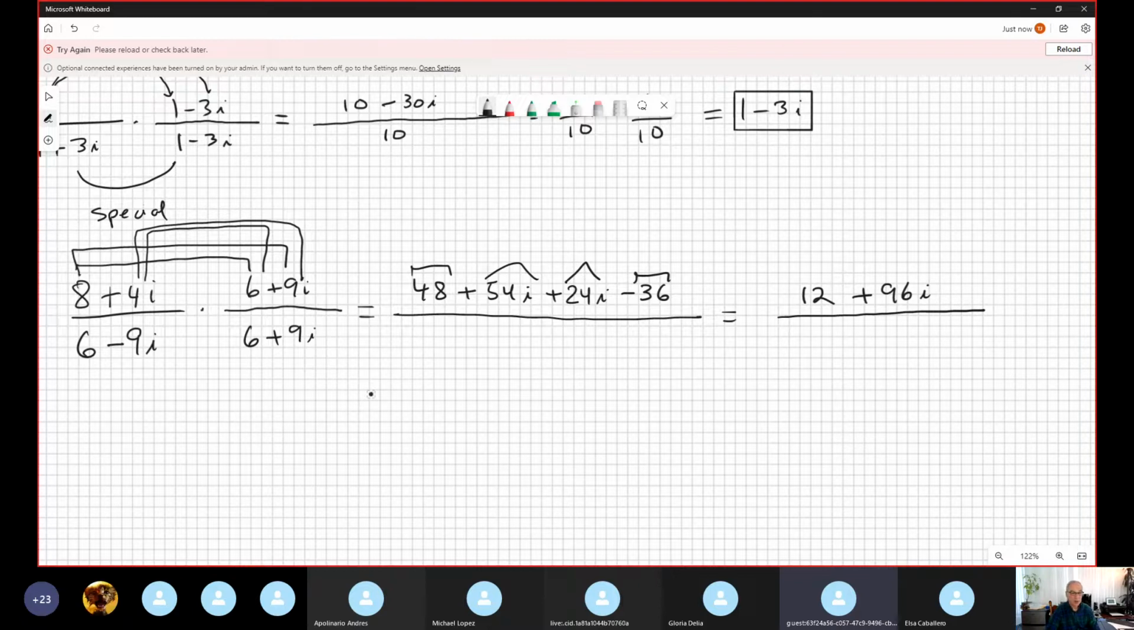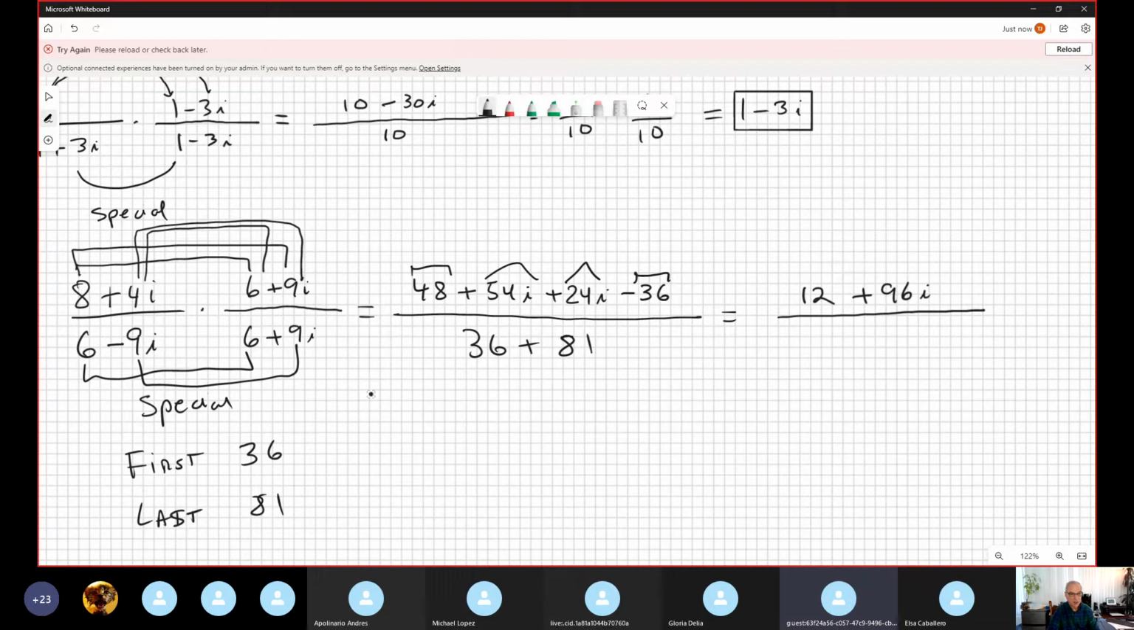And the bottom part is super easy. Who helps me with the bottom part? This is special, and special remembers first and last. Don't hesitate: 36 plus 81. Where does 36 come from? The multiplication 6 times 6. And 81 comes from 9 times 9. I don't care that one is positive and one is negative, because the answer is always positive. Remember, in the middle of the process we have i squared to change the sign. And this is 117.